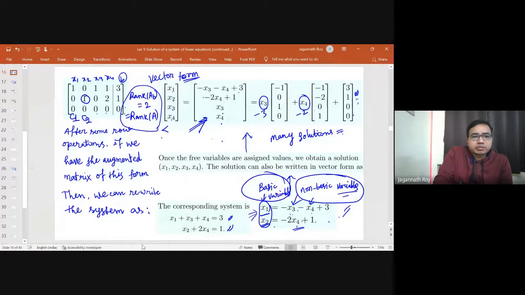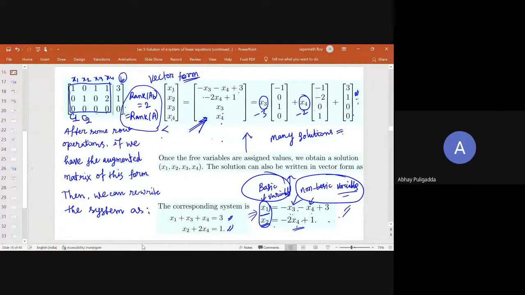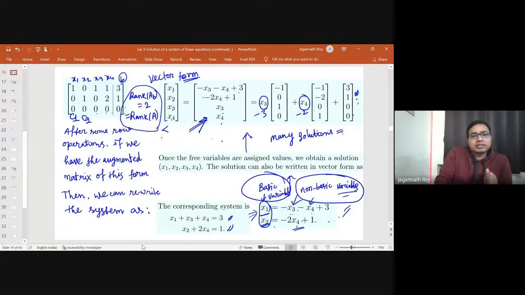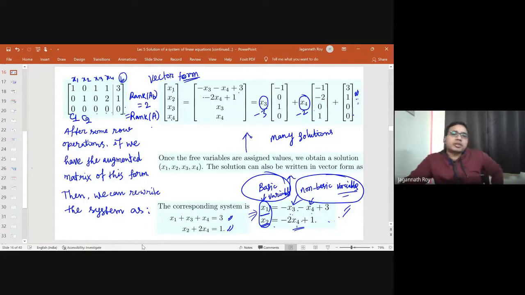So for this matrix, what will be the full rank? We have 4 columns and 3 rows, so the maximum rank can be 3. But it is not happening here. We have rank 2, which is less than 3. So whenever the rank of the augmented matrix and the rank of the matrix is less than the full rank, then we have this situation, infinite number of solutions. Are we clear now? If you have any doubt, please try to think.